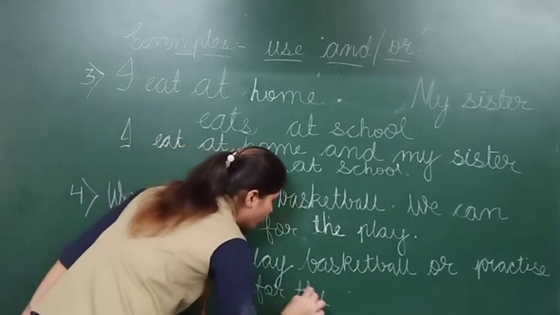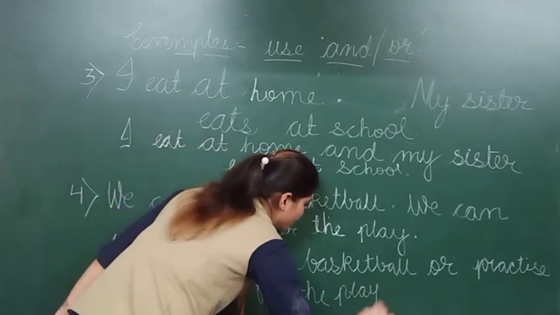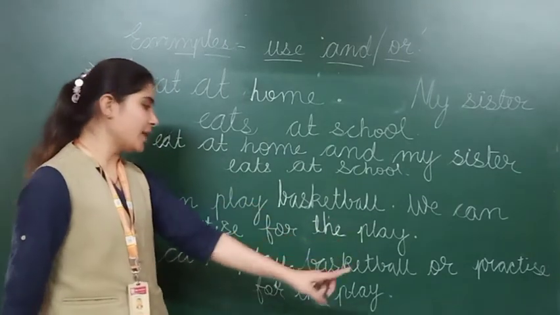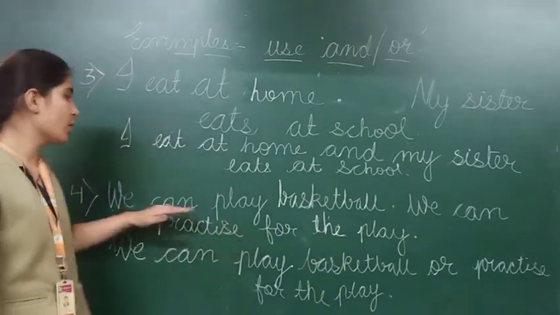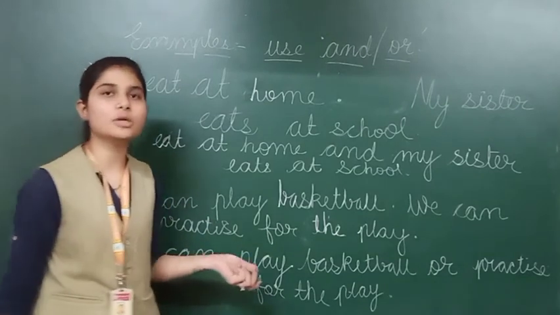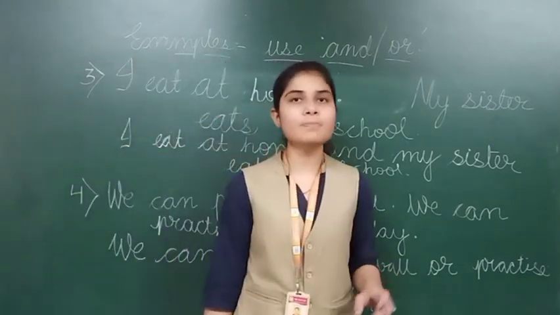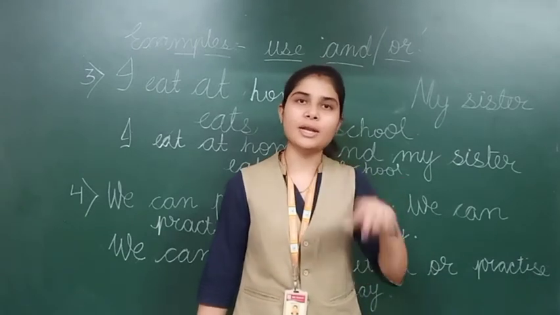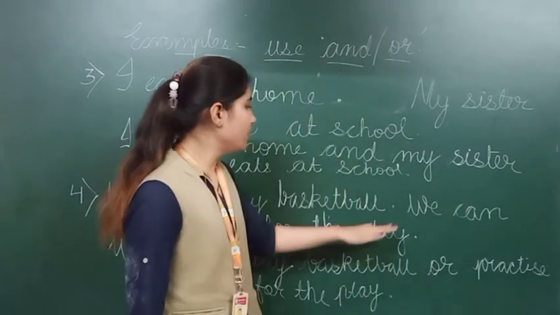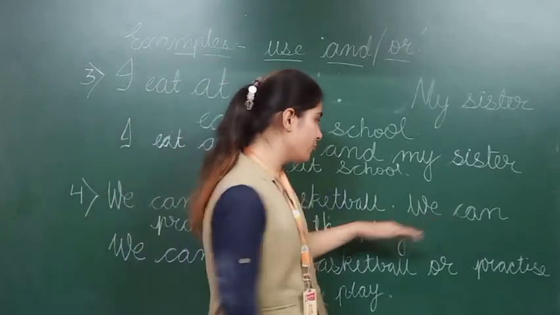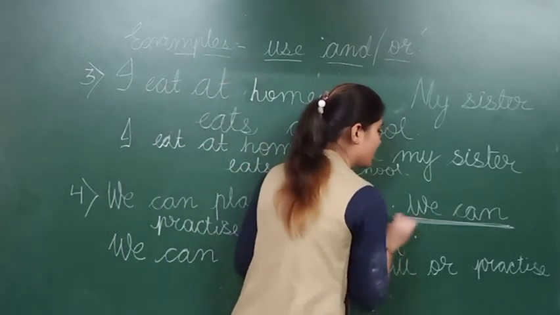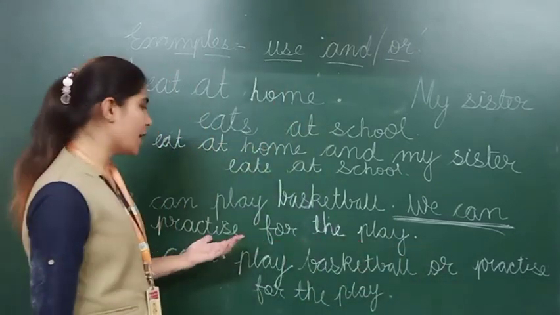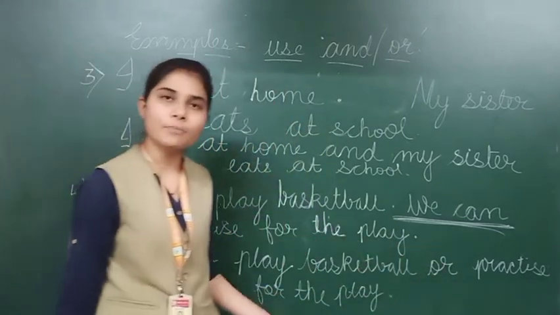Okay. Once again I am going to explain. We can play basketball or practice for the play. Here we were talking about the same person, that is "we". So for the same person, we have written it one time and the next time we have removed it. So in place of the full stop, "we can", these 3 words, I have added the word "or". And the rest I have written the same: practice for the play.